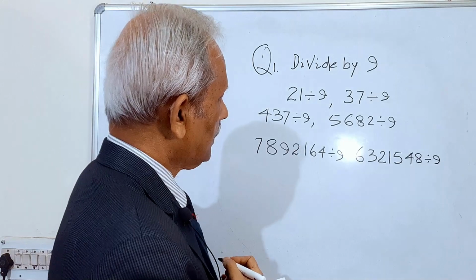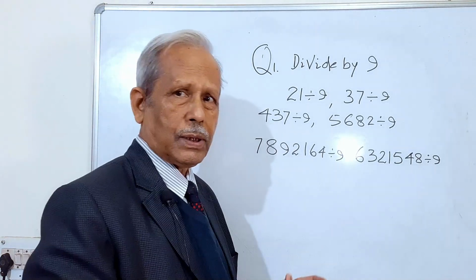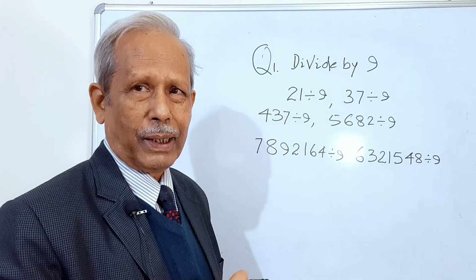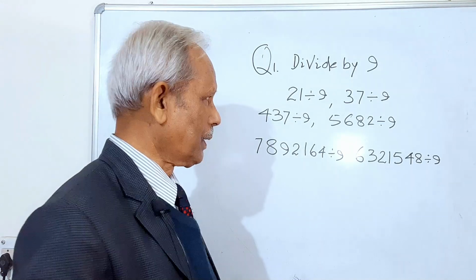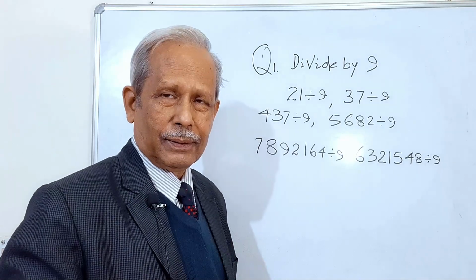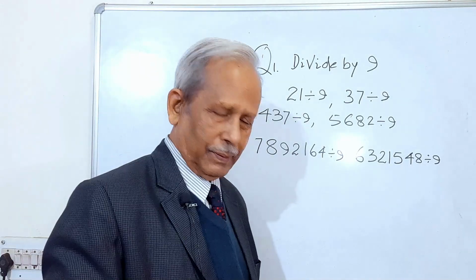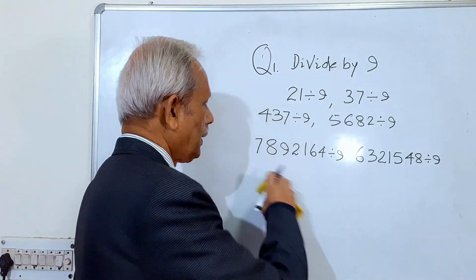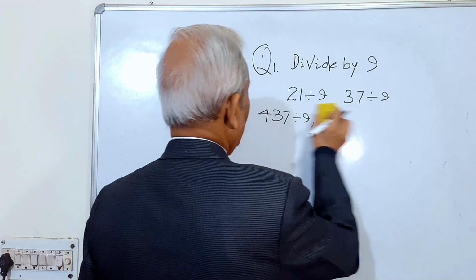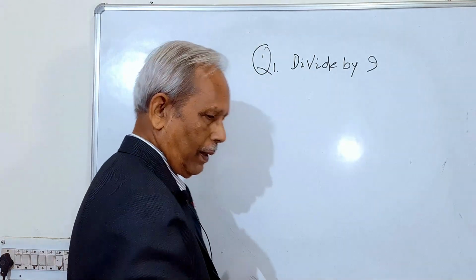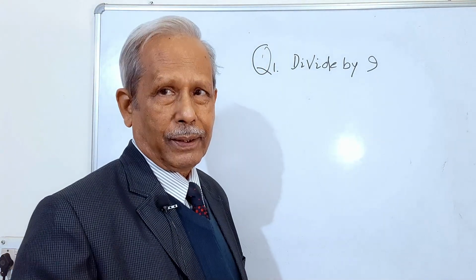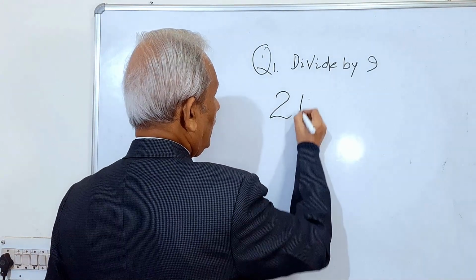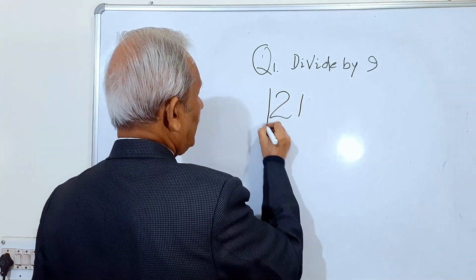So attempt these 6 questions yourself. I hope you'll be able to do it. Then come back again and compare what you have done, and I will do these questions for you. Give the pause and start doing your questions. I hope that you have already done the questions and could do them properly. Now let us see what you have done. Compare it. The first question, 21 divided by 9.